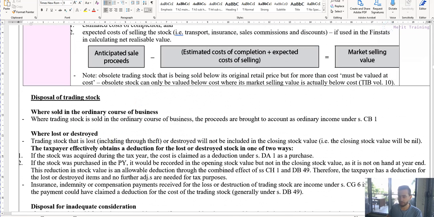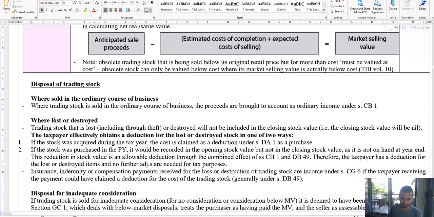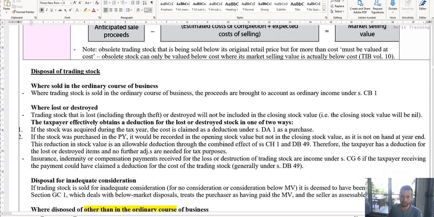So the simplest and easiest one, which applies to most transactions in a business, is trading stock sold in the ordinary course of business. So it's fairly straightforward. The proceeds are brought to account as ordinary income under CV1. So it's just your business income, like your revenue, right? Fairly straightforward. What about where your stock is lost or destroyed? What do you do there?